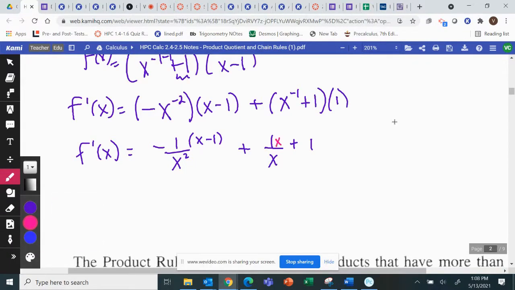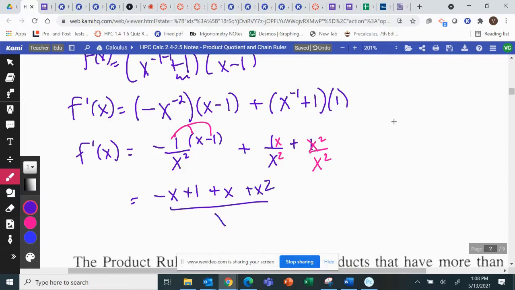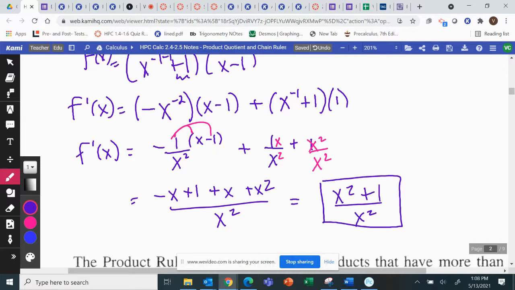So I can find a common denominator between all three terms here. I'm also going to distribute that on top. Whoops. So I'll have negative x plus 1 plus x squared over x squared. And then that simplifies a little bit further to x squared plus 1 over x squared. So you can just see the difference between when we took the derivative, which is here, to how much nicer and simplified my answer looks here.